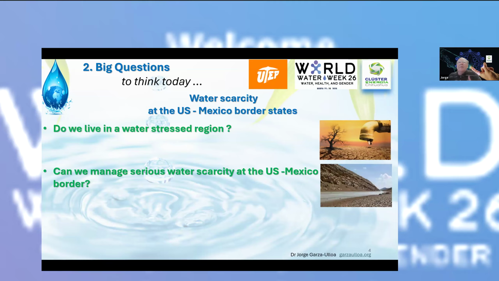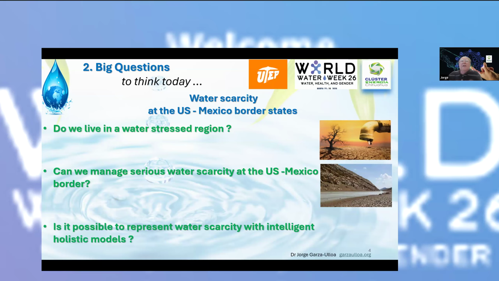Okay. Now, look at all the rivers around, even the Rio Bravo or the Rio Grande. You see a small amount of water. I remember it was flowing strongly about 20 years ago. Is it possible to represent the water scarcity with an intelligent, holistic model? That's the big question that we have to answer.